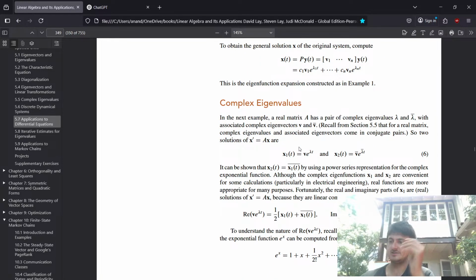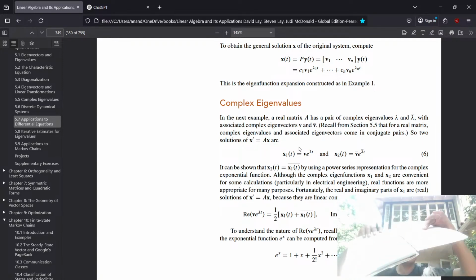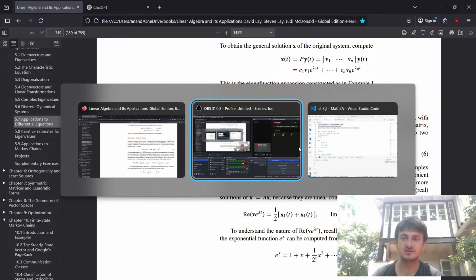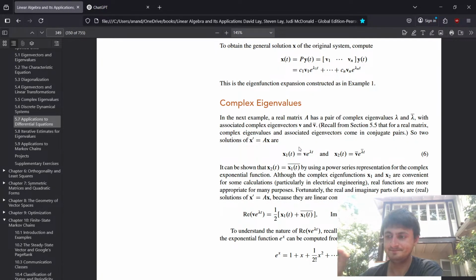Okay, complex eigenvalues. Look at this notebook, the spiral actually works. How crazy is it to think that the spiral on a notebook could work?